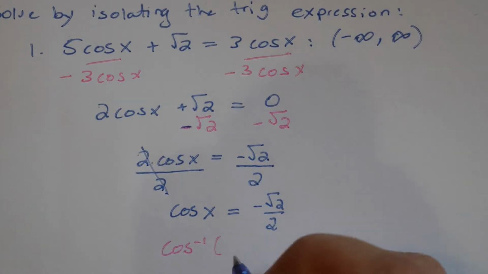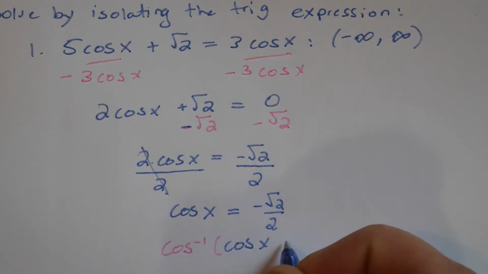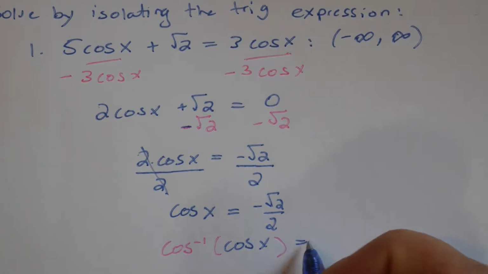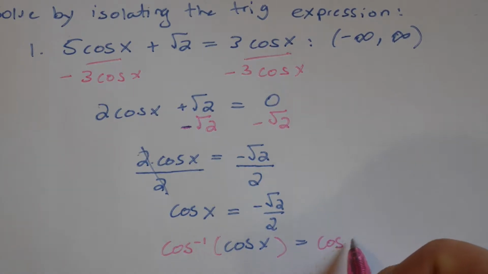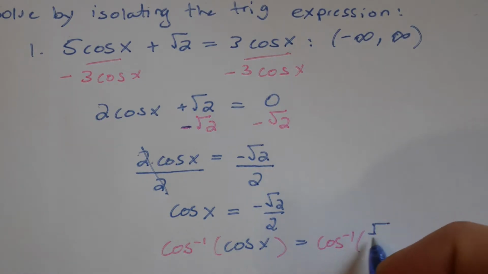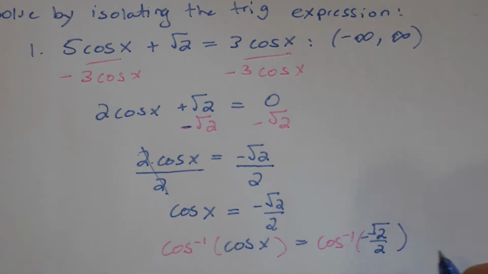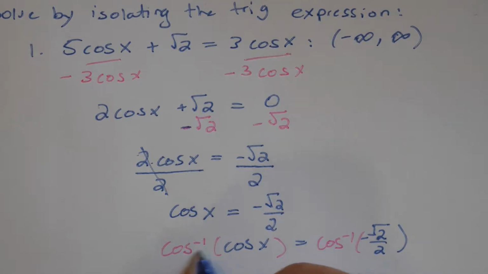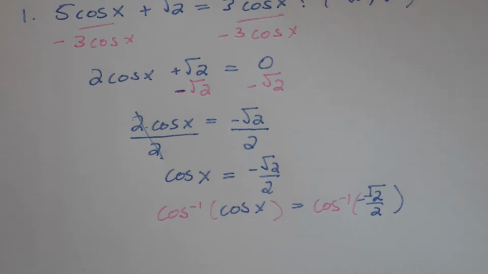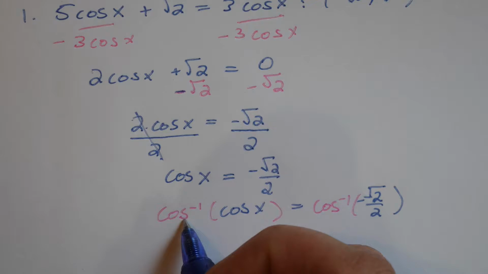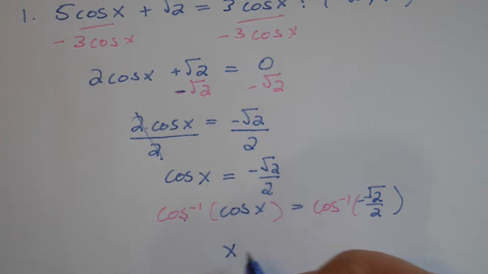of cosine of x. And what does that equal? If I do it to this side, I have to do it to that side too. Cosine inverse of negative root 2 over 2. Okay, so the cosine inverse of cosine equals 1, right? Because anytime you take an inverse and throw it at something that is the same thing, it just cancels each other out, right? So that equals just x.